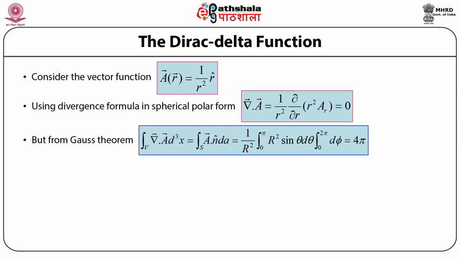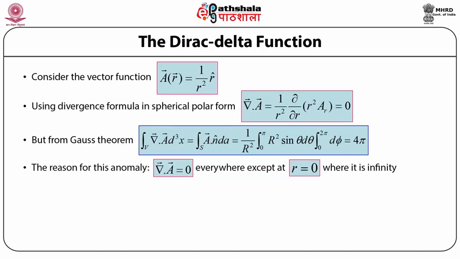Now here there is, as we can see, some kind of an anomaly. While the divergence of the vector function A as we have defined above turns out to be 0, if we use Gauss's divergence theorem and evaluate the volume integral of the divergence of A, it turns out to be 4 pi. The reason for this anomaly is that while the divergence of the vector function A is 0 everywhere except at the point where r itself is 0, there the divergence diverges to infinity.